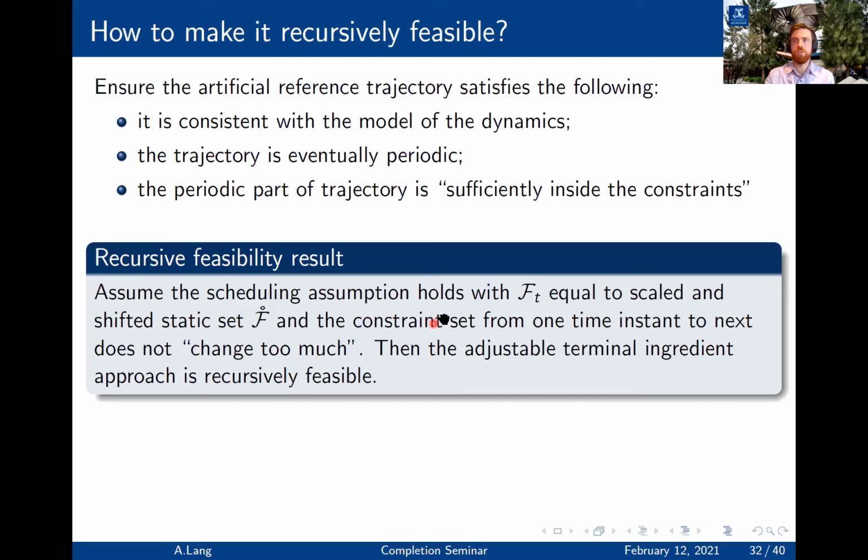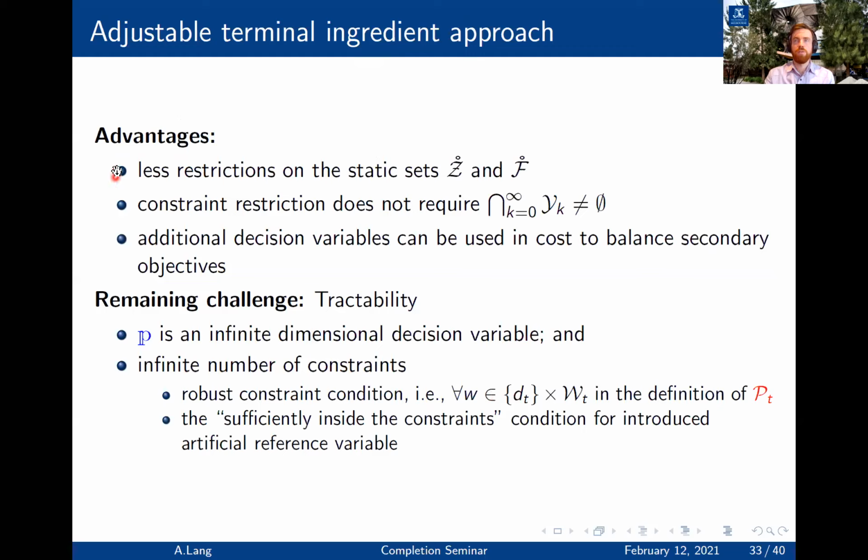So note that this condition on the constraints is that it doesn't need to change too much from one time instance to the next time instance. So this leads to several advantages of this approach. The first is, I've already highlighted that the control invariance condition required on these static sets does not have the requirement that it's inside the infinite intersection of the constraints. So that makes it more choices and less restrictions on how you can choose those sets.